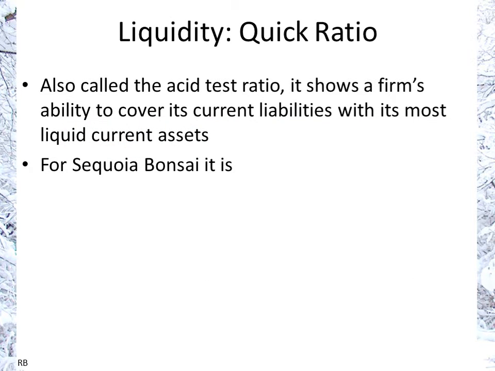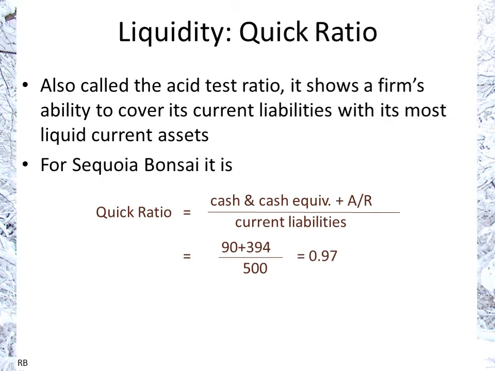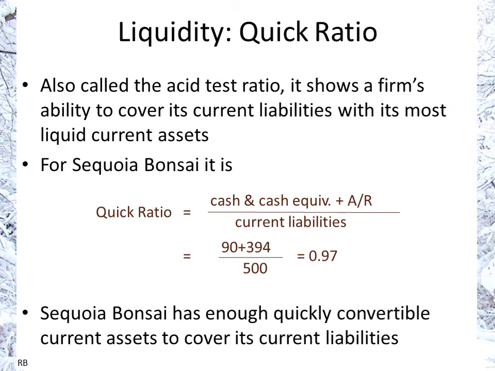The quick ratio, also called the asset test, shows a firm's ability to cover current liabilities with the most liquid assets. So what we do is we do not include inventory, we do not include prepayments in this case. So in the case of Sequoia Bonsai, we have 0.97. So it has enough cash and equivalents as well as accounts receivable to cover the current liabilities.